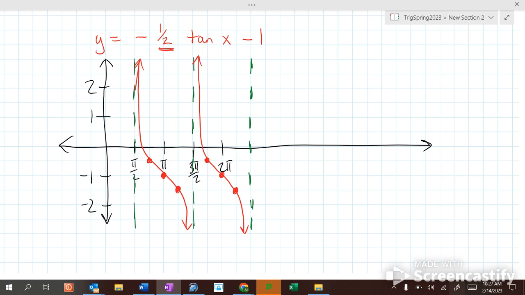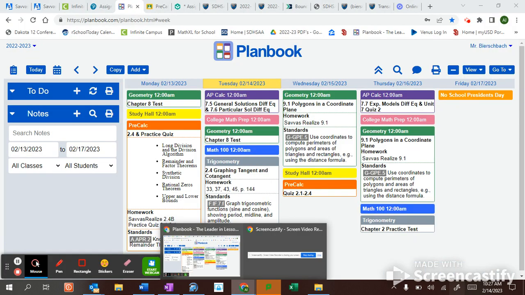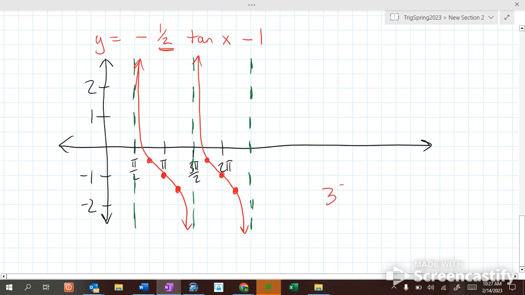All right, so you're going to have a good almost 45 minutes, half of a class period to work on four or five problems maybe. How many problems? 4 problems. Only lesson today, 33, 37, 43, 45, I think that is.